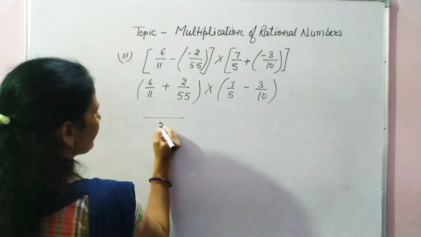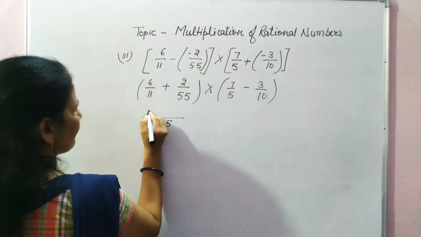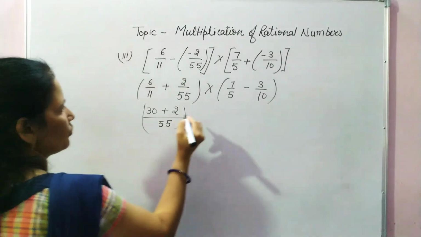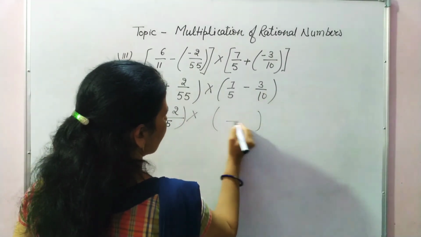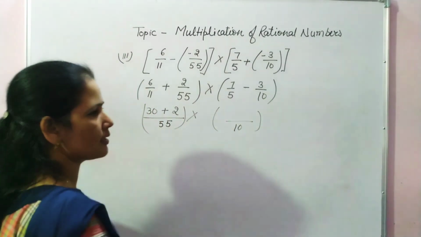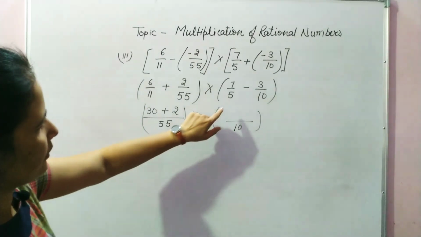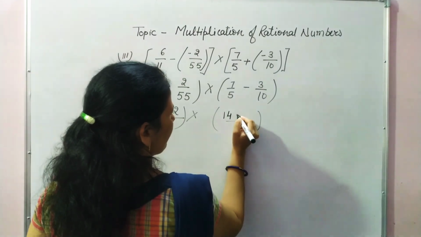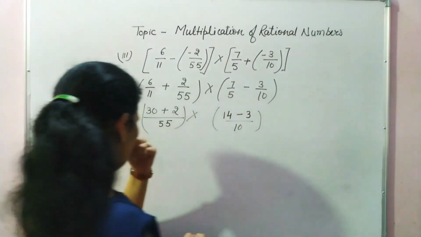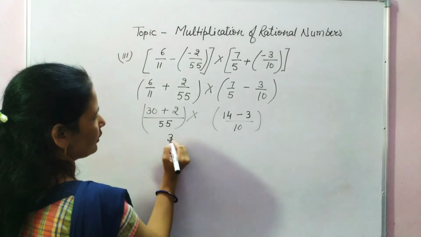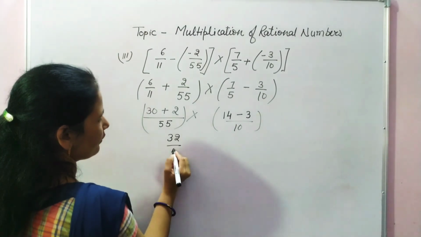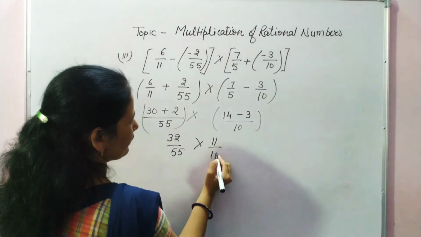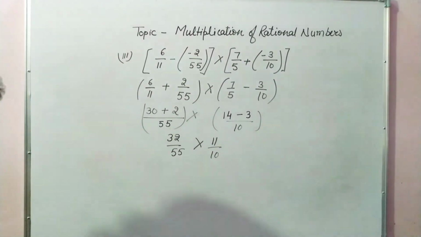LCM is 55. 11 5 is 55, 6 5 is 30. 55 1 is 55, 2 1 is 2. Here LCM is 10. So if we write 5 2 is 10. So 7 2 is 14 and minus 3. 30 plus 2, 32. Then 55. Multiply 14 minus 3, 11. 11 by 10. Is it possible to cancel out?